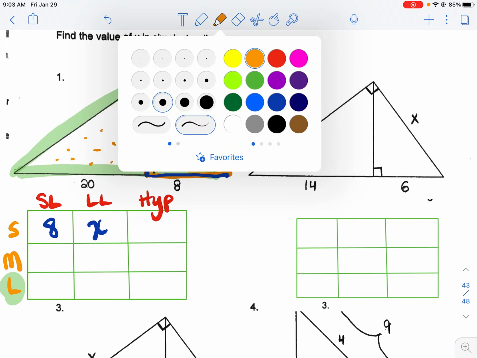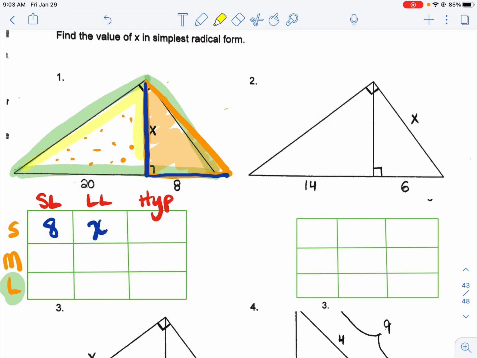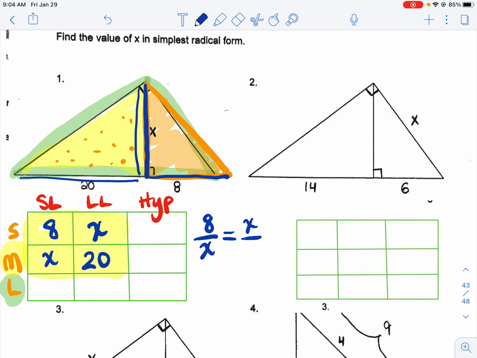Okay, now let's look at the medium-sized triangle. I'll color him yellow so we can see him. So let's do the same thing. Now this is much longer than this. So I'm going to put short leg is X, long leg is 20. And actually you could keep going and looking for parts, but you guys see how we have our little box here? Remember this? If we have our box, it means what? We're good to go. 8 over X equals X over 20.